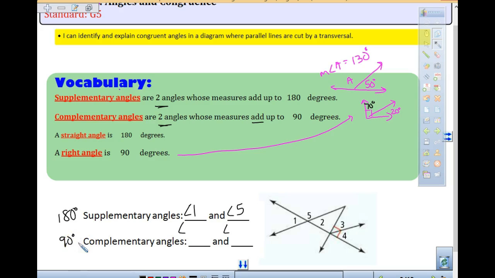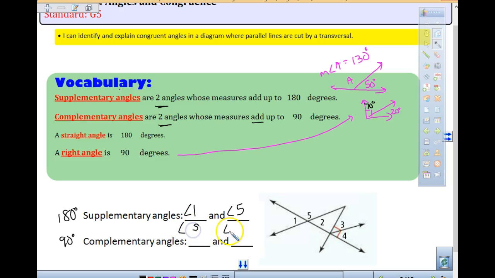Are you ready to give me? There's only one that works for complementary. Yep, there's only one pair for complementary. There's two pairs for supplementary. What's our other pair? Emma, what did you guys have for the other one? Which one? I think you're right on. For supplementary, besides 1 and 5, what else would be supplementary?